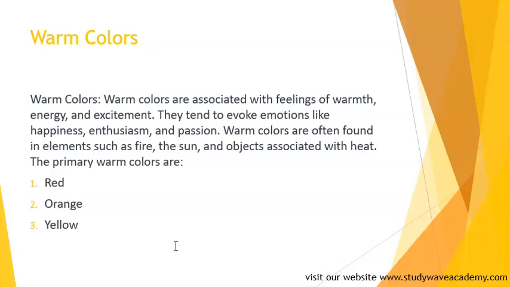The primary warm colors are red, orange, and yellow. So these are warm colors, okay? Did we get that? Good.